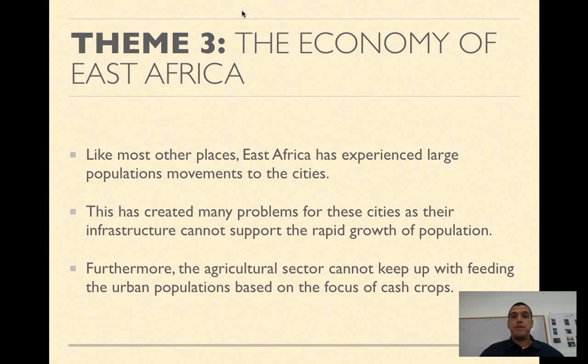They don't have enough water pipes or roads or an in-place healthcare system that can support people. And also, when large populations move to the city, they have to be fed. Because of the cash crop system, the agricultural sector cannot keep up with feeding these urban populations. So, because they're not growing enough food that can actually be used by the population, you have food shortages and things like that in the cities.